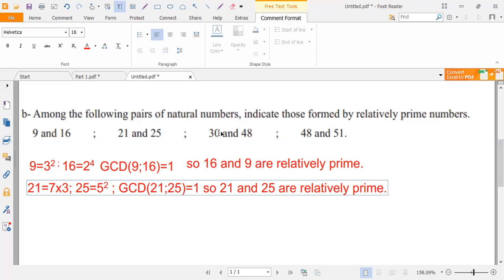Now we have 30 and 48. Are they consecutive? No, they are not consecutive.